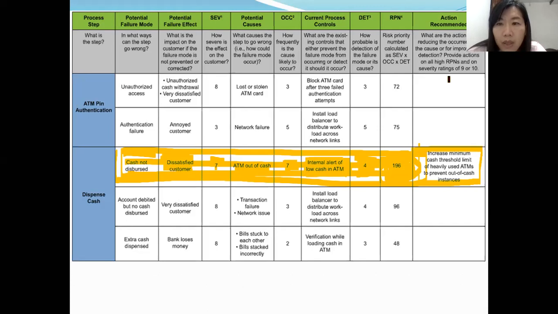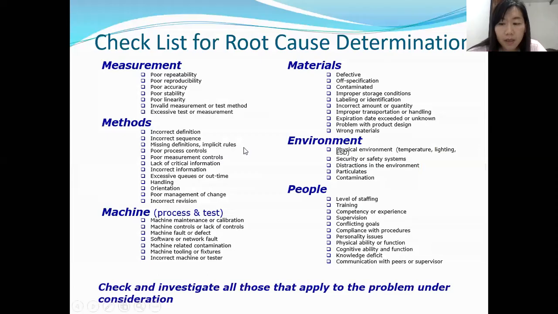So when we put the action here, some people use the Pareto, they rank the risk priority number from the highest to the lowest, and then they take the highest 80% as the focus of the action plan. Or some set a number. We are going to do the action if the RPN is higher than 100. The company sets the baseline like that.